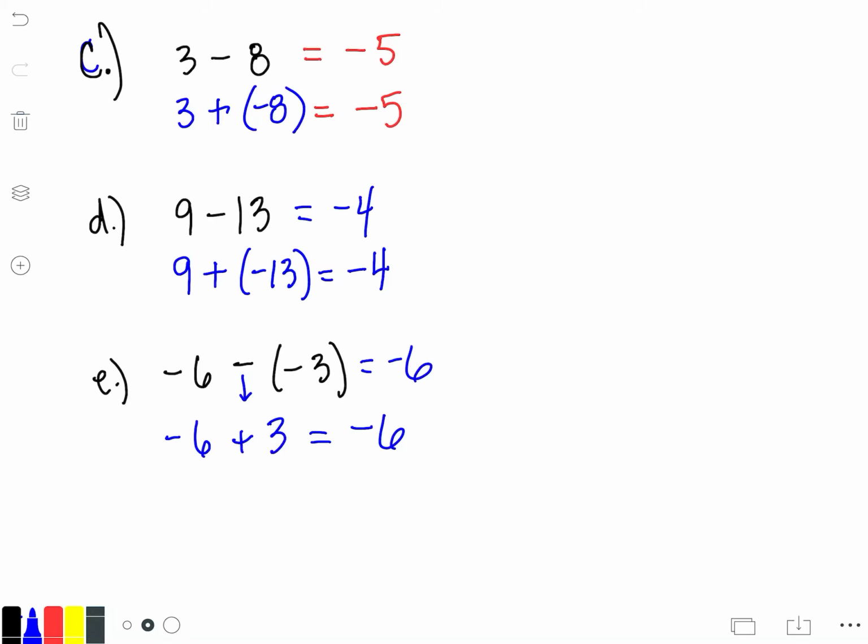Let's do one more on this video. Let's do F. And this one's going to be very similar to E as well. Negative 5 minus negative 12. Keep, change to addition, flip the sign of the last number. So this is going to be a positive 12. Now follow your addition rules. Signs are different, so you technically subtract. 12 minus 5 is 7. This time it's a positive 7 because our number 12 has a larger absolute value.